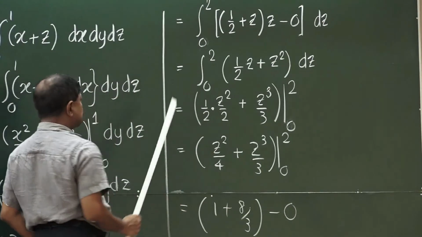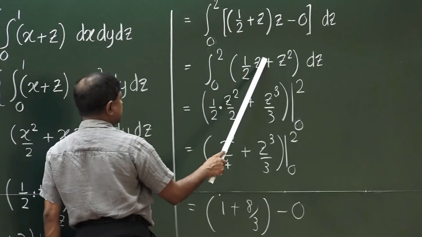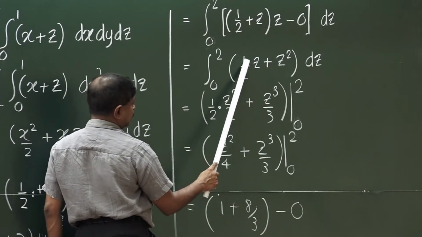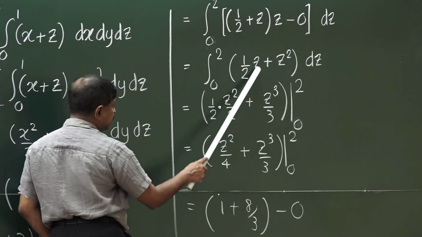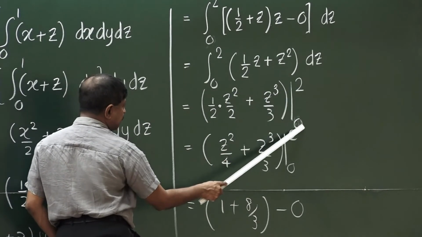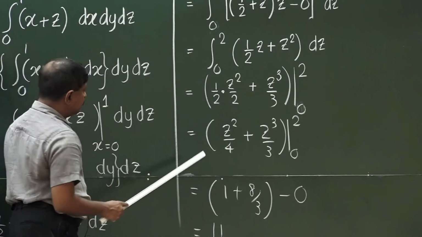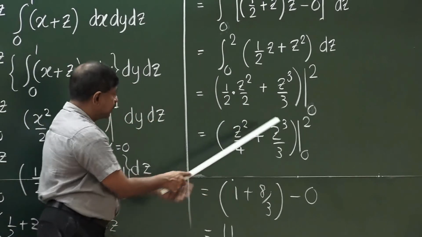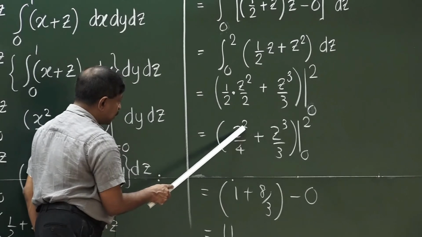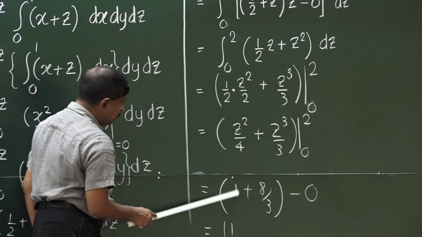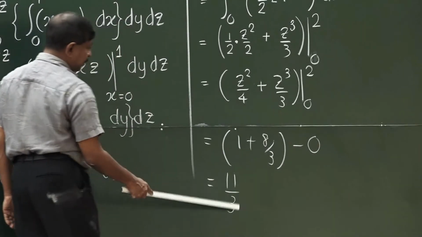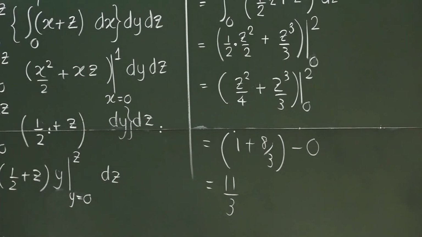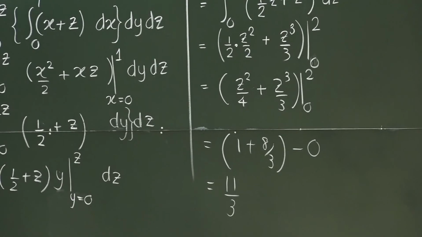Limits are from 0 to 2. Now, plug in 2 here. First we will integrate it. Again, this is a simple integral, you know how to do it. After that, you plug in limits. So, when you plug in 2 there, first let us simplify this. 2 squared is 4, 4 over 4 is 1, here 2 cubed is 8, 8 over 3 minus 0, which is 11 over 3. So, that is how you evaluate triple integrals.